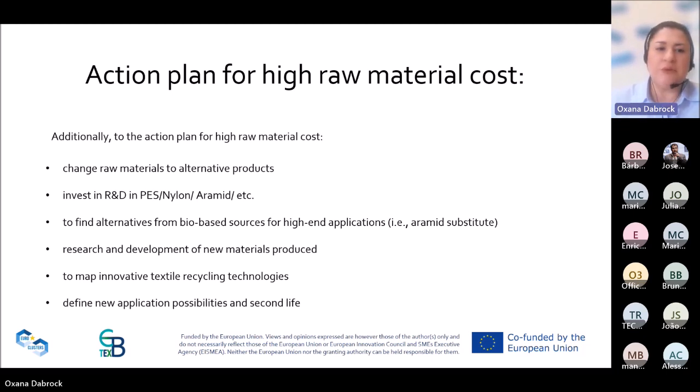additionally to this action plan, we would have changing raw material to alternative products, investing in R&D in polyester, nylon, aramid, etc., to find alternatives from bio-based sources for high-end application, for example, aramid substitute, to research and development of new material products to be produced, to map innovative textile recycling technologies, and to define new application possibilities in a second life.